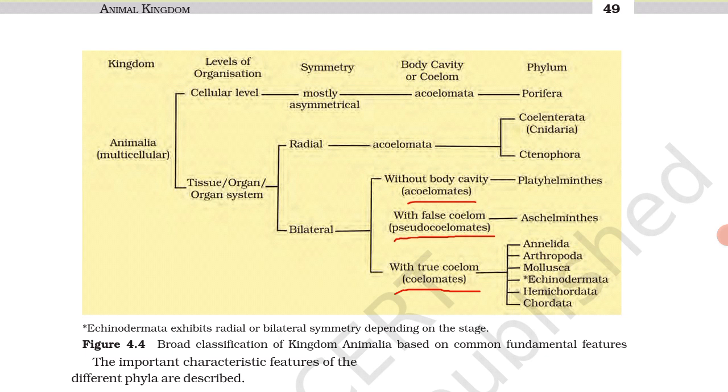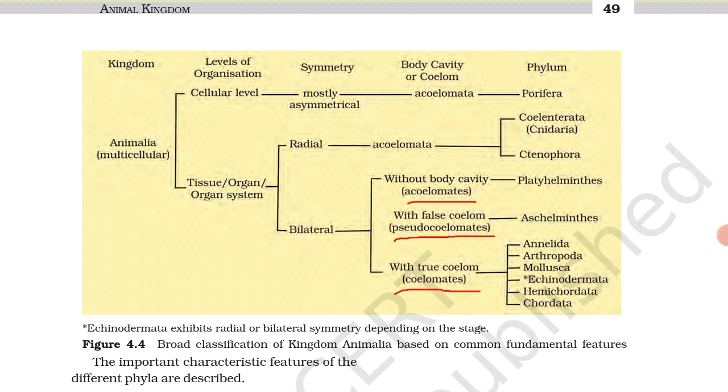What does false coelom mean? Instead of a middle layer, that is mesoderm, there are scattered pouches, so it is called false coelom, pseudocoelomate. The example is Aschelminthes. The next is with bilateral symmetry, coelomates, meaning true coelom. The examples are Annelida, Arthropoda, Mollusca, Echinodermata, Hemichordata and Chordata.